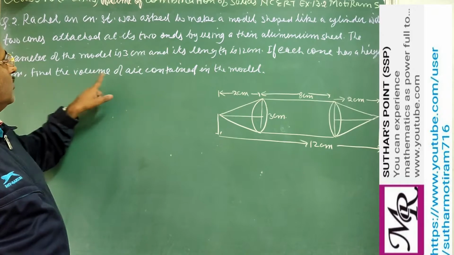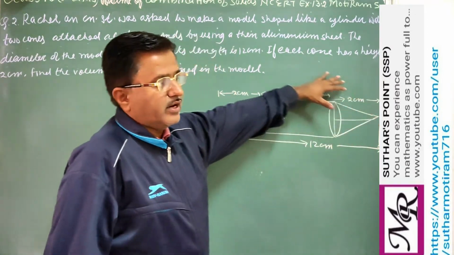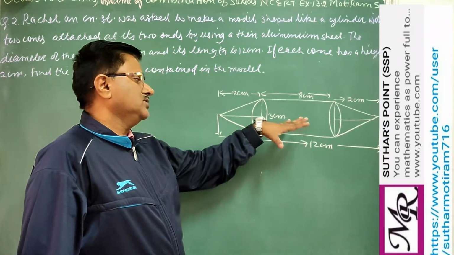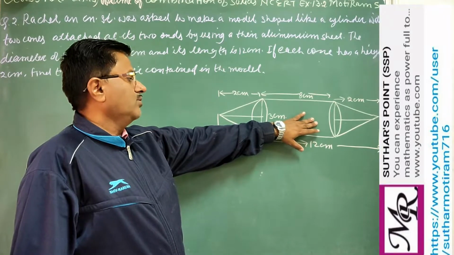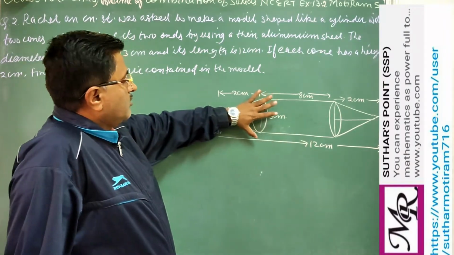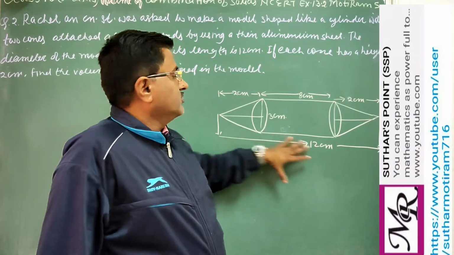Then we have to find the volume of the air contained in the model. So what quantity of the air will be present in this model, or what is the capacity of the model, that we have to find. So capacity means again the volume. So we want to find here, student, the volume of this whole figure.